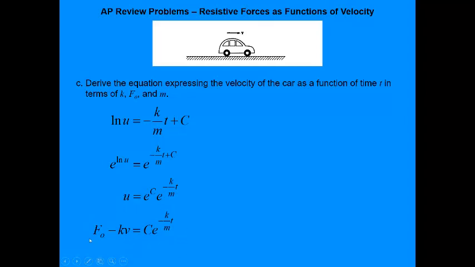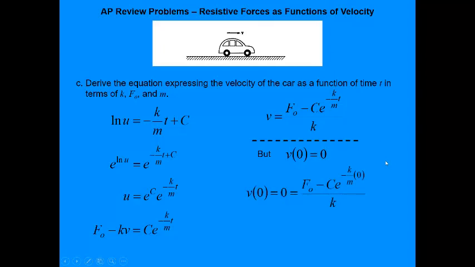Now we have an equation. It's not a nice one, but we have an equation we can solve for v. The only other variable is t. So, some algebra. We get velocity is equal to F0 minus c times e to the negative k over m times t, all over k. But I can't use this constant in here. That's not one of the allowed variables. But we do have an initial condition we can apply, which is that the car starts from rest. So at 0 time, the velocity is 0. Let's plug that into the equation.